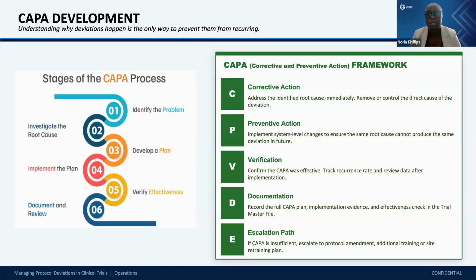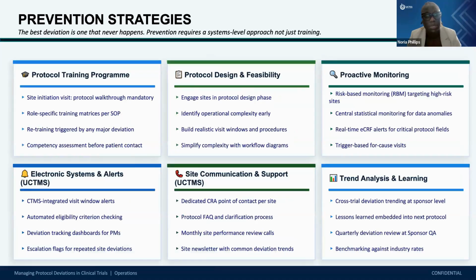Okay. All right. We've also put some information here in terms of the framework for CAPA, corrective action, preventive action, verification. You document it and then you put an escalation path in place. Okay. Next slide, please. Do we have any question in the chat? No? Okay. Prevention strategies, the best deviation is one that never happens.